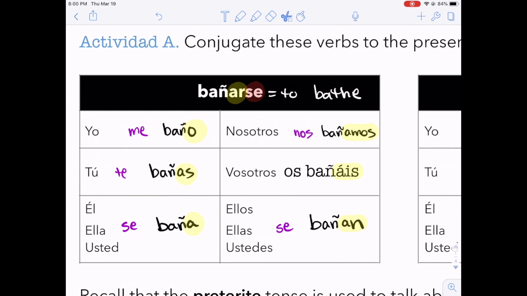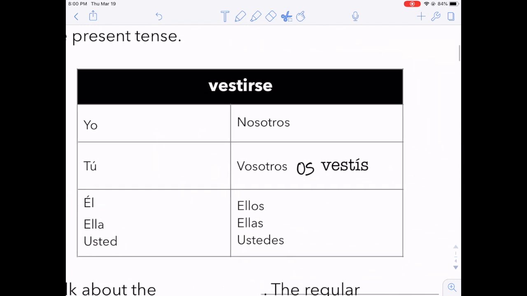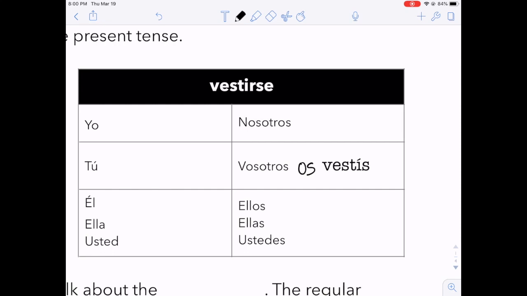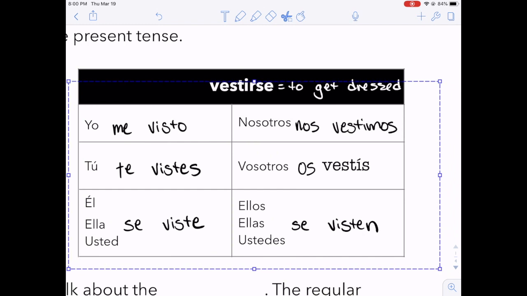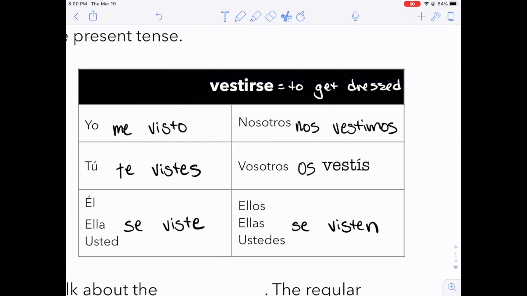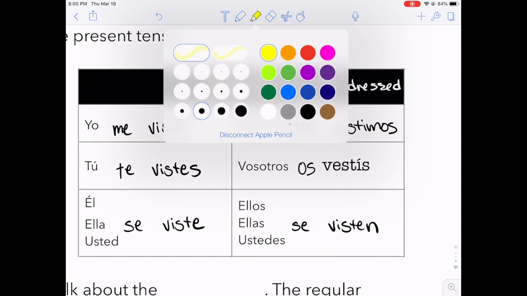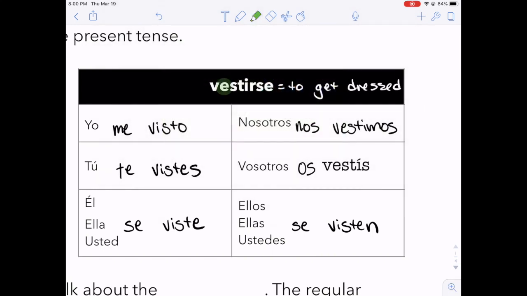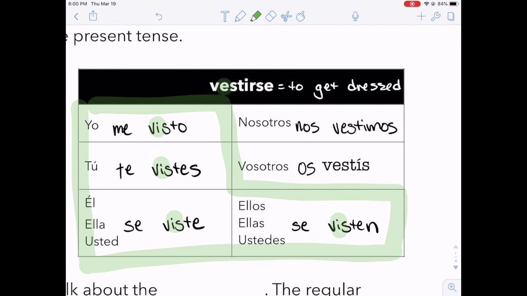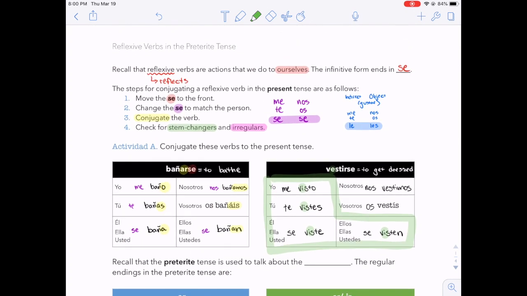Go ahead and follow that pattern, pause the video, and conjugate vestirse. Vestirse is to get dressed, and hopefully you got me visto, te vistes, se viste, nos vestimos, os vestís, se visten, remembering that vestir is an E to I stem changer, so we follow our stem changing boot. So that's a quick review of how to conjugate reflexive verbs in the present tense.